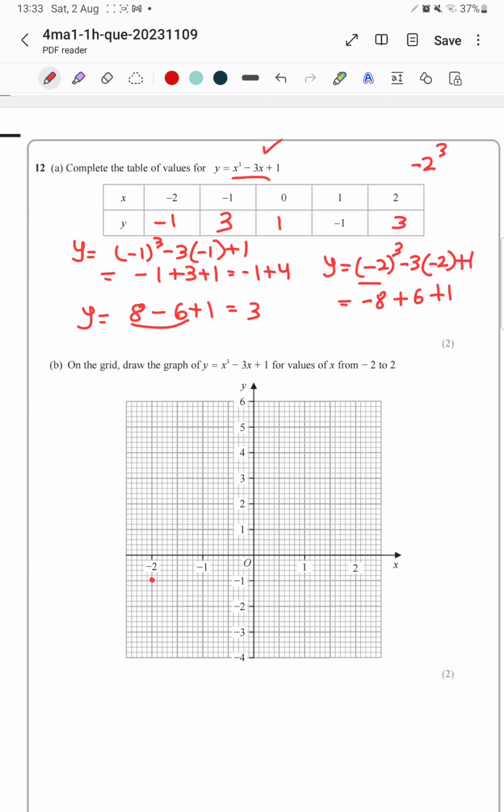Minus 1 and 3, that is this point. 0, 1, this point. 1 and minus 1, this point. 2 and 3, this point. So it is going to be like this. And this is a cubic function. Normally cubic functions are like this. They show a shape of n or inverted n form. Okay.